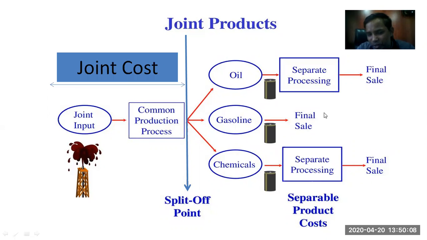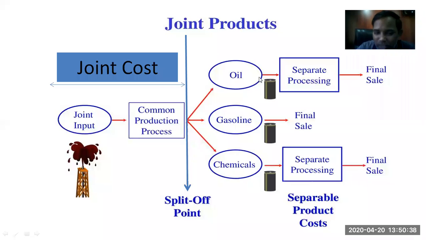But if you see gasoline final sale, this does not incur any cost. At the split off point, it is already available in final form and you are able to sell it. So there is no separable cost for this product. But for oil and for chemicals, there are separable costs. So the separable cost for chemicals will be identified or allocated directly to chemicals, and the separable cost of oil will be directly passed on or allocated to oil.